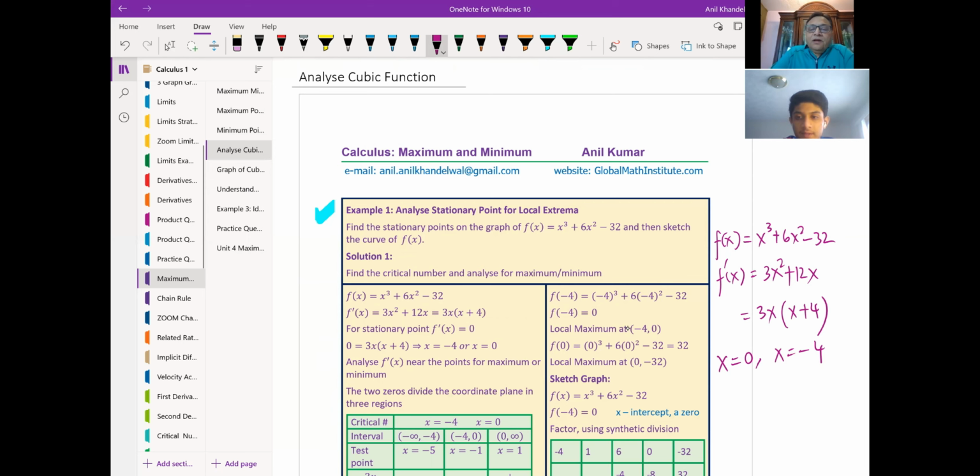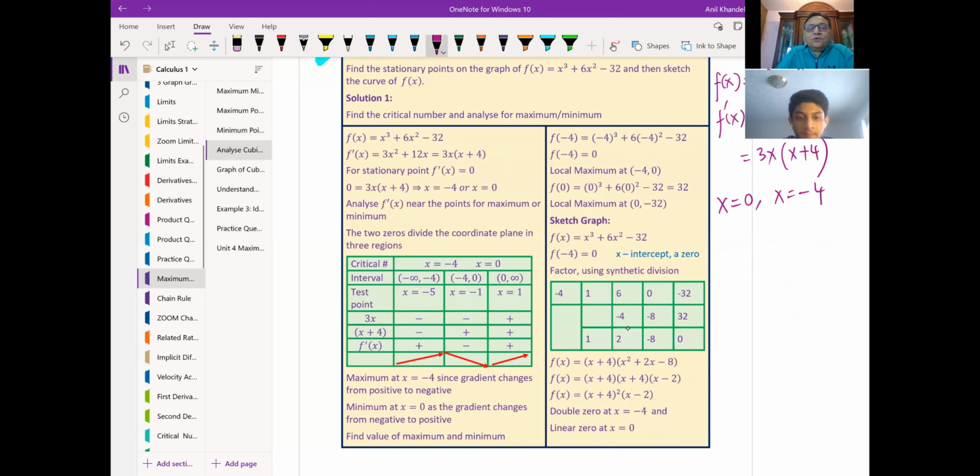So in the table, we'll have these two. Do you see that? At x equals minus 4 and x equals 0, we have two stationary points. Now, if we have two critical numbers, in that case, it divides the whole plane into three portions. Do you see that? Three portions. Correct. 1, 2, and 3. So take a test point in all three, one by one.